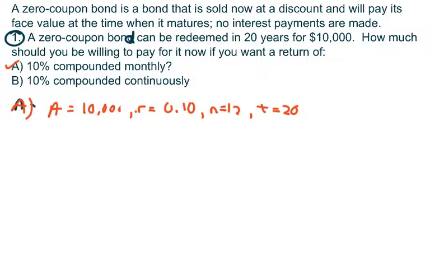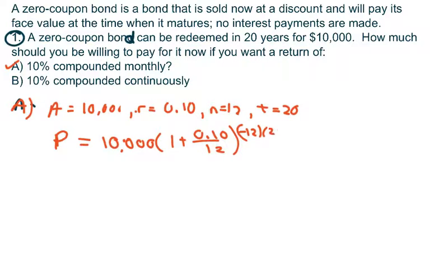So the first one we're going to use is P. Since we want to know the principal amount, we switch the A and the P and use our formula that we've been using, but we're going to do negative 12 because that just means it's division, that's 1 over that. And we get $1,364.62. So that's how much you should be willing to pay for it now.